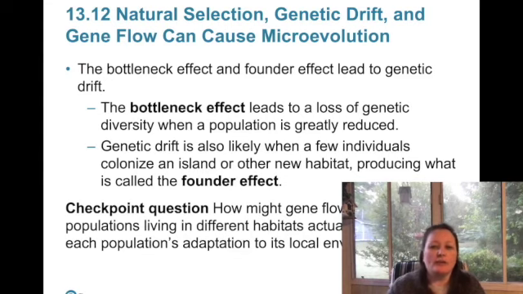Bottleneck effect, we're about to have a picture for this. Think of what a bottle is shaped like. It's shaped like this.